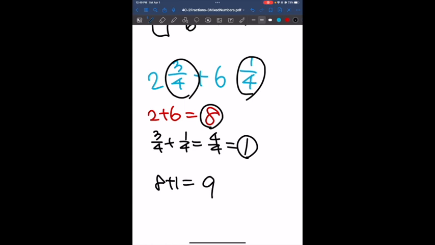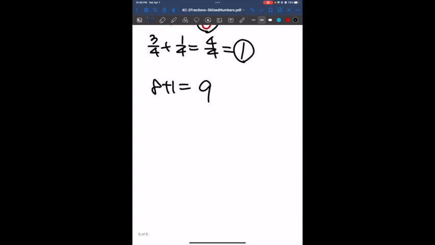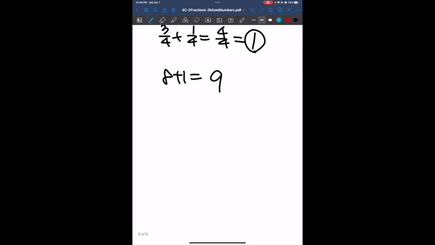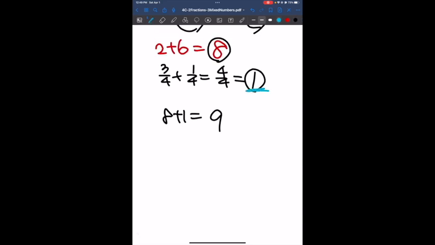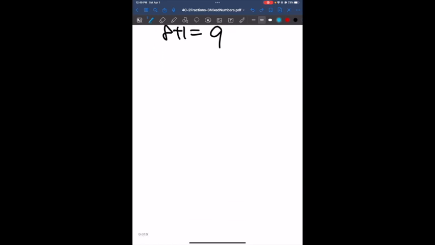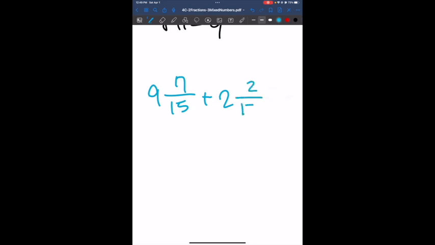And so we get our final sum. Now, another example is when the fractions don't really come out to be a whole number. So it can be like 9 and 7 over 15 plus 2 and 2 over 15.